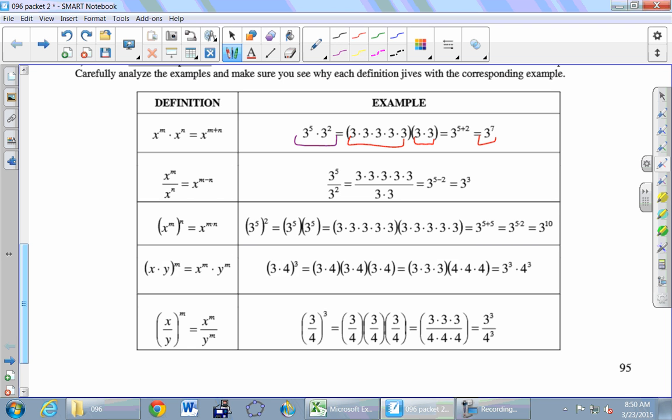When you put them together by adding them, right? 5 and 2, that's why it's 7. It's because we added them. But I'm just going to put out there right now that another reasonable answer would be 3 to the 10.